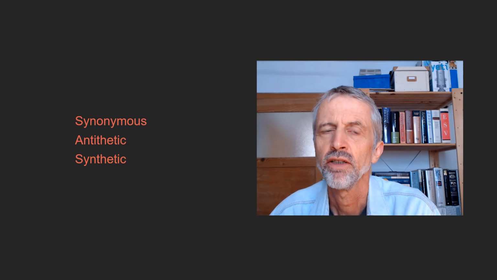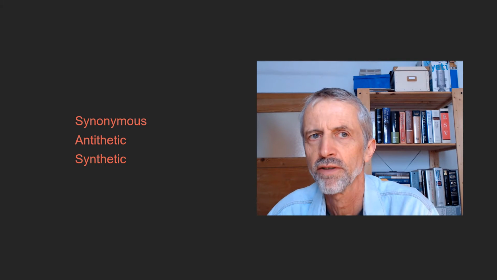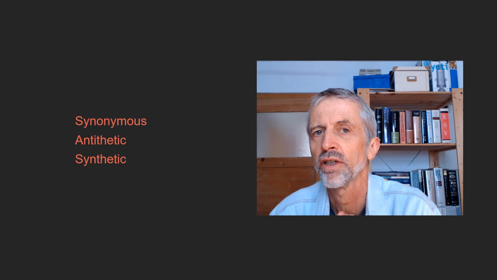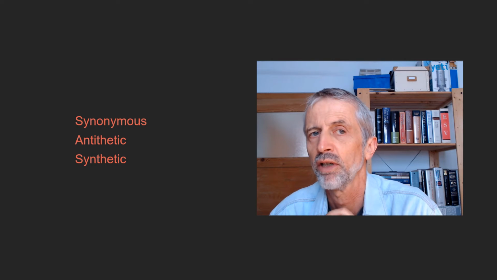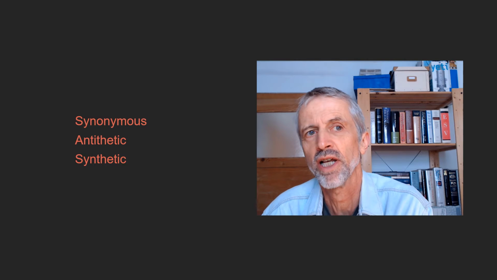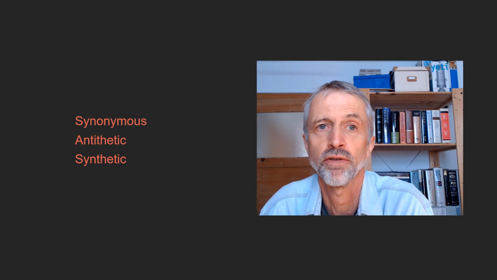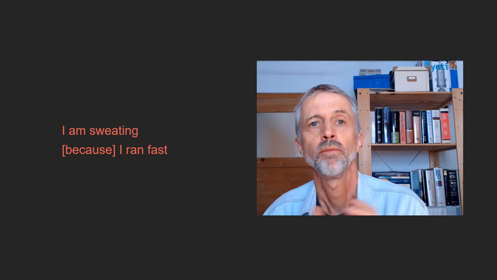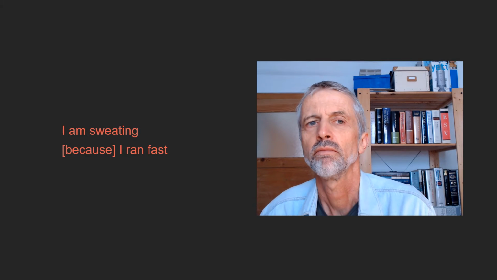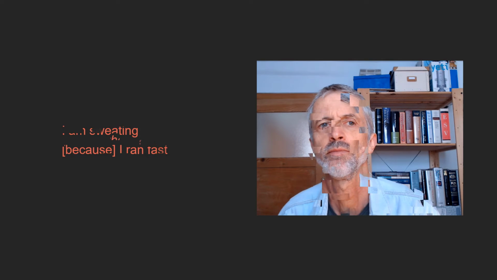There are many lines in Hebrew poetry, however, where there do not seem to be corresponding parts. These lines were originally brought together under the category of synthetic parallelism. The idea is that the second line in some way adds to the first line, taking it a step further, often by giving a reason or purpose. I am sweating because I ran fast. There are other, less common forms of parallelism, but these three are the basic types.